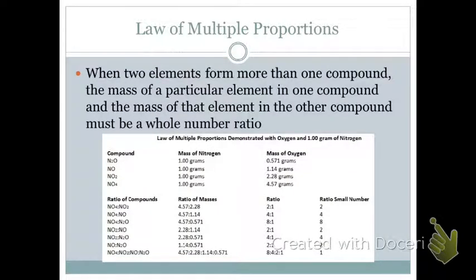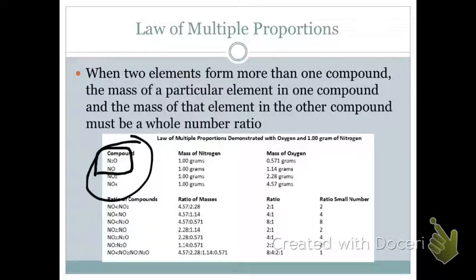The law of multiple proportions is a little more complicated. When you take 2 elements and you can form more than one compound, so for example, nitrogen and oxygen can form these 4 compounds, N2O, NO, NO2, NO4, okay? If you compare the mass of oxygen in one compound to the mass of oxygen in another compound, you will always get a whole number ratio. So let me show you this with the first 2, N2O and NO, okay?